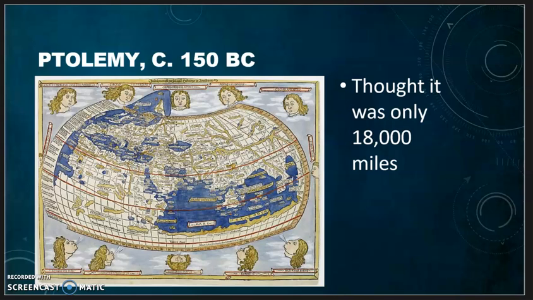Even though Ptolemy did a great job in 150 BC, he was off a little bit. He thought that the circumference of the Earth was only 18,000 miles, but as we learned before, with Eratosthenes, they calculated it to around 25,000, and then we now know a more accurate 24,901 miles.